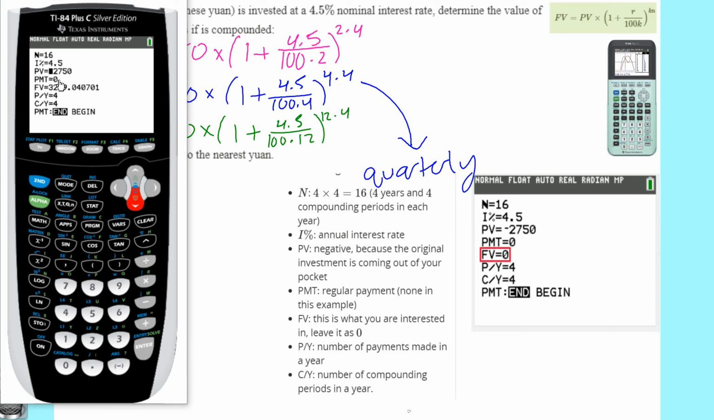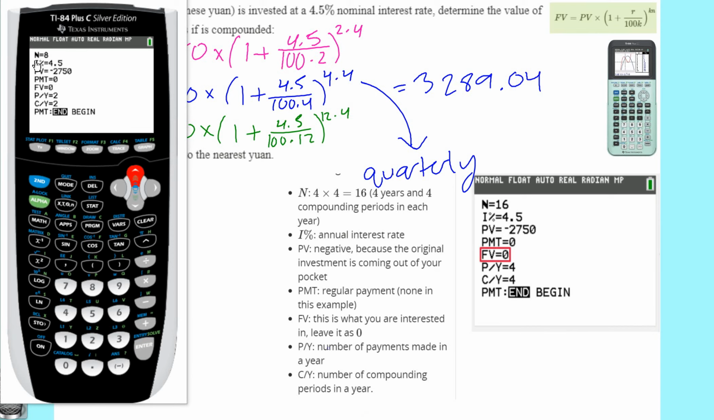We are losing 2,750 because that's how much we have to put into the bank. Then our future value, we don't know what it is, so leave that 0. P over Y is the number of payments a year, and C over Y is compounding periods in a year. We want to know what the future value is, FV, so I'm going to highlight it and solve it. We do the green button at the bottom of our calculator: alpha and then enter. Notice that changed what my future value is. It's solved for the future value.